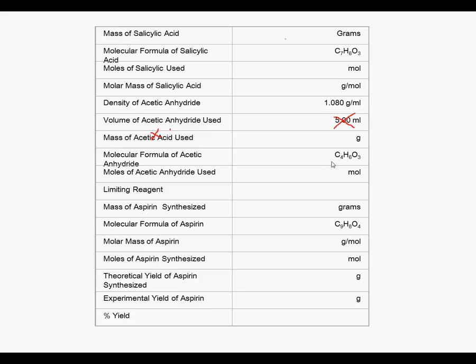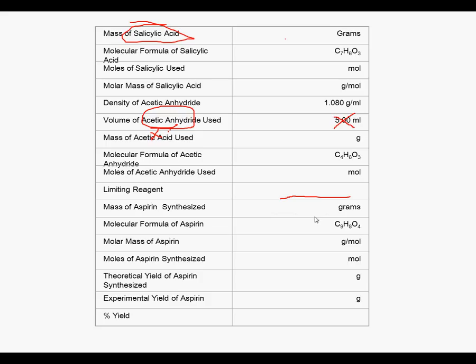I give you the formula mass of acetic anhydride. You can figure out how many moles you used, and then determine which one of the reactants, the salicylic acid or the acetic anhydride, is the limiting reagent, and place that chemical name right here. Now, what you want to place into your data table is the mass of the actual aspirin you synthesized. You're going to figure that out on the following lab day because the aspirin is drying right now.